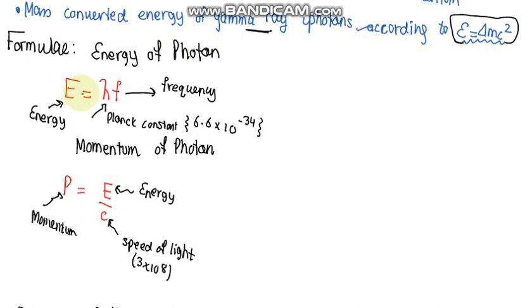So there are basically two formulas. One is the energy of a photon, which you have already studied: E equals hf, where E is the energy, h is Planck's constant, which is 6.6 times 10 to the power negative 34, and f is the frequency. The second formula is the momentum of a photon, which is momentum equals E over c, energy over c, where c is the speed of light.